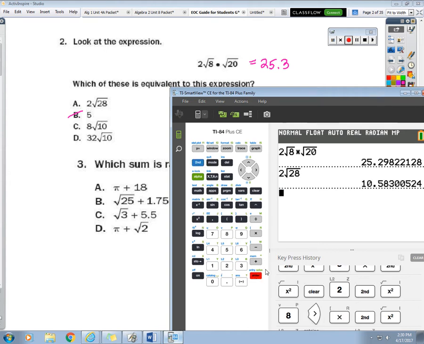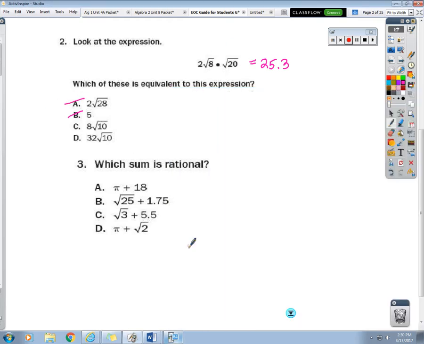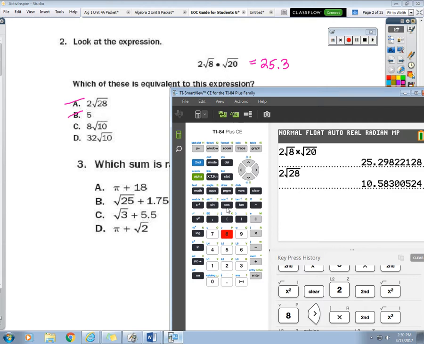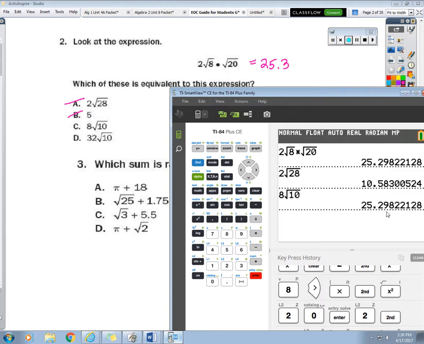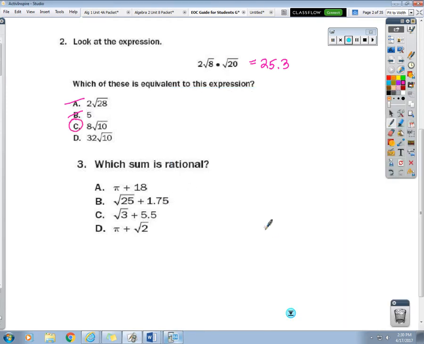And you get 10.58. Is that the same number as the question? No. Now type in 8 square roots of 10. And you get 25.298, just like we did when we typed in the question. So that's another way to get C. Really probably the faster way.